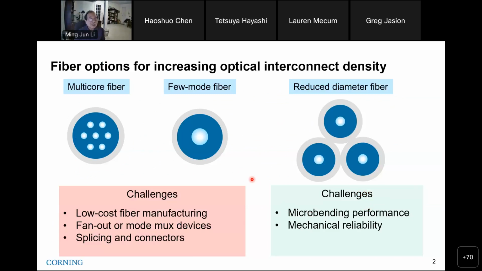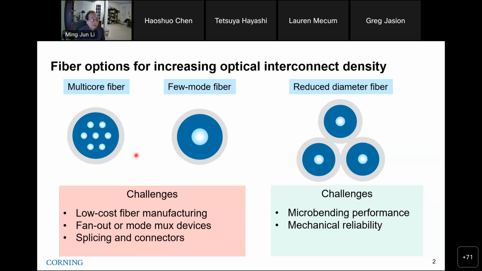You have heard, or from reading papers, that the traffic in data centers has been growing very rapidly in recent years. So data centers are asking for high bandwidth with high density optical interconnects. To meet the bandwidth demand, new fibers have been proposed, such as the multi-core fiber, as you just heard from the second speaker, or the multi-mode fiber or few-mode fiber.